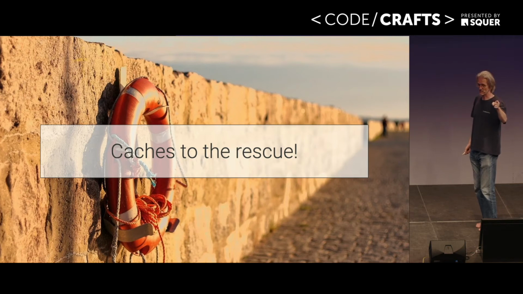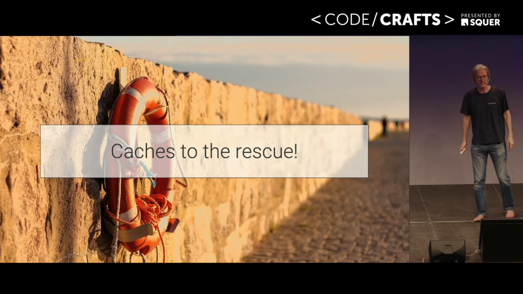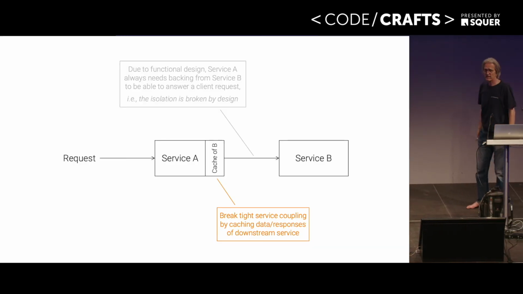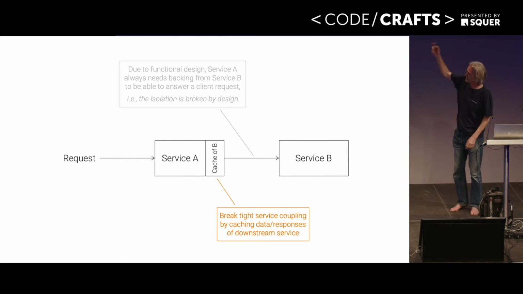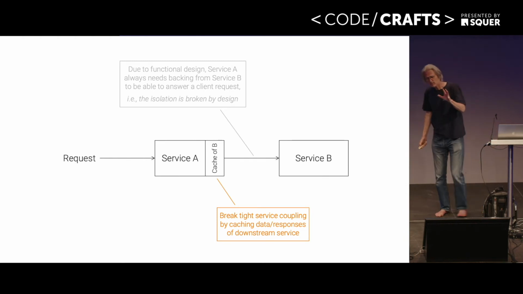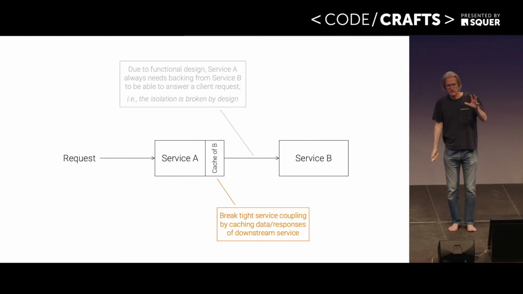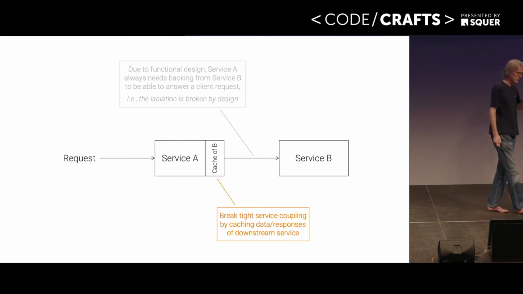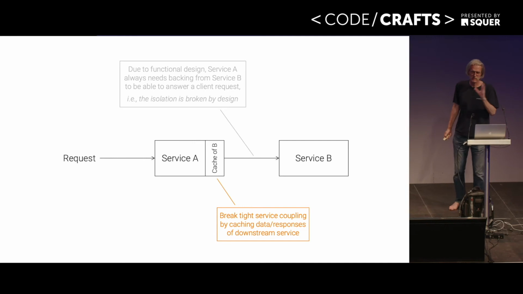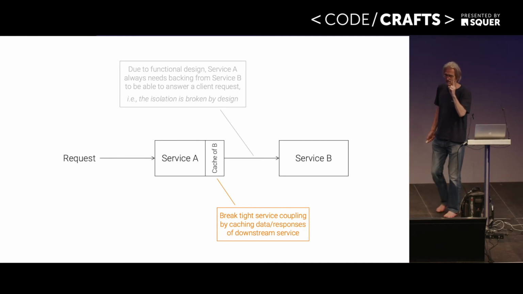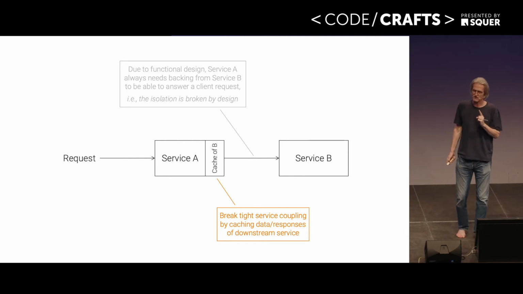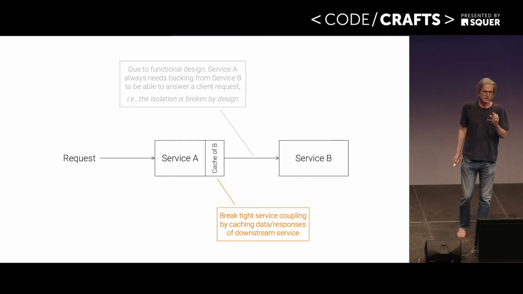I've got caches. Caches for the rescue. So put a cache in here, and if that server is down, we can go to that cache and still satisfy the request, which is not a bad thing to do. Really, caches are very useful in distributed systems, and you will use caches in distributed systems. But if you use them all over the place, caches come at a price.